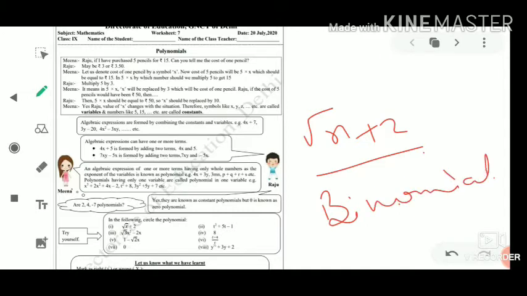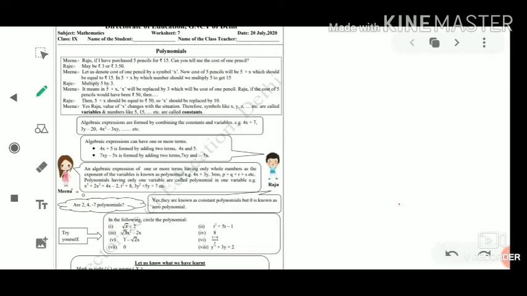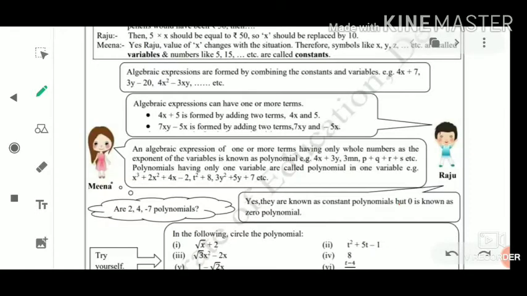And similarly, when we have a three term expression, it's called a trinomial, and then polynomial, right? And when we have a single number like 0, 1, 2, 3, it is also called a polynomial, but it is called a constant polynomial. Okay, so we'll start our question here.